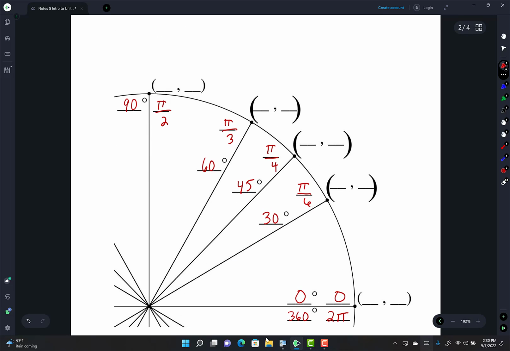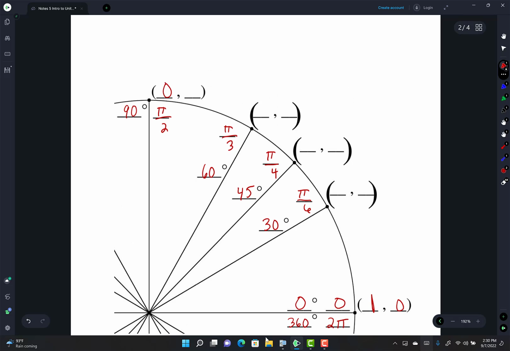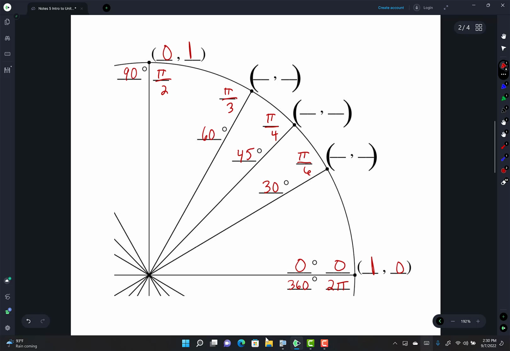I want to find out those coordinates. So if r equals 1, the easiest coordinates are at 0 and at 90 degrees. This coordinate must be 1, 0. And this coordinate at 90 degrees must be 0, 1. Yay or nay? Yay. I'm looking at this triangle here in blue.